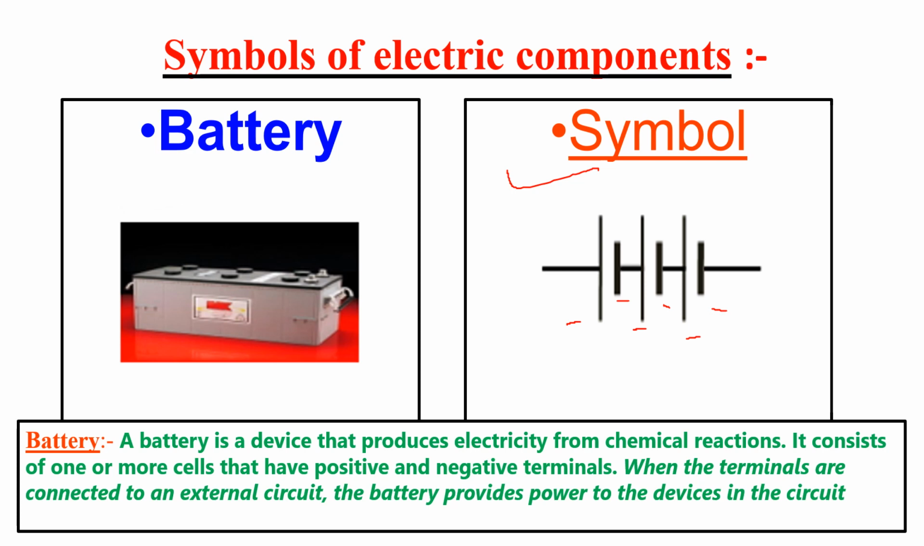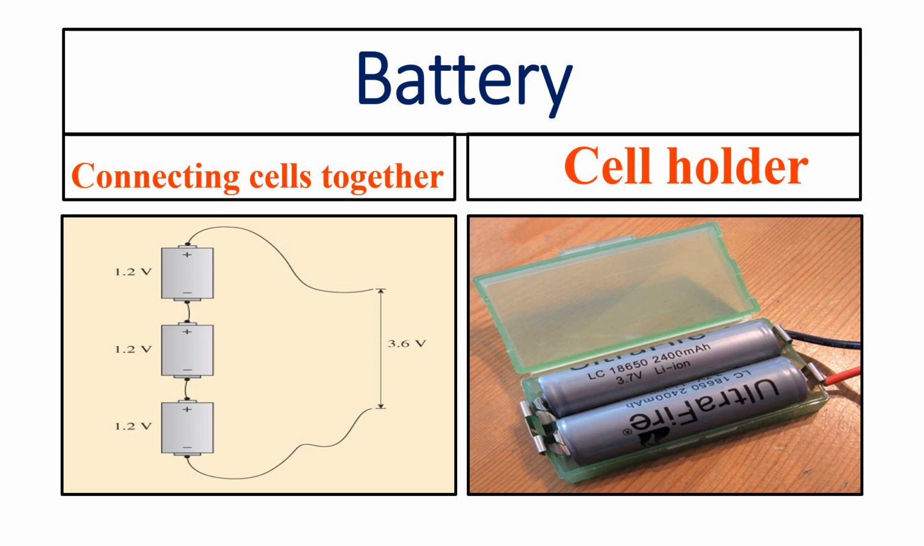You see here one or more cells, that is one cell, and more than one. Connecting cells together, you see here how batteries are connected. So if you connect 1.2 volt, 1.2 volt, 1.2 volt like this, we get 3.6 volt. It is a holder. You recognize it very well.